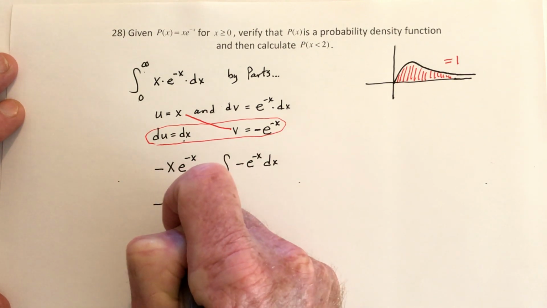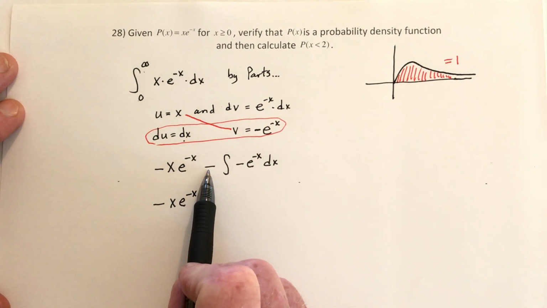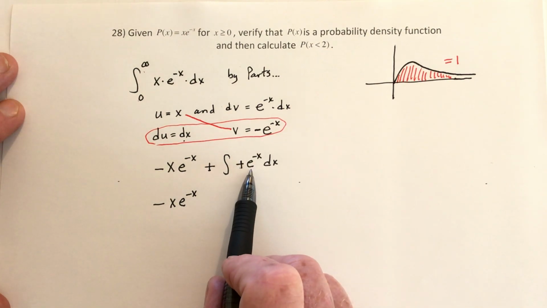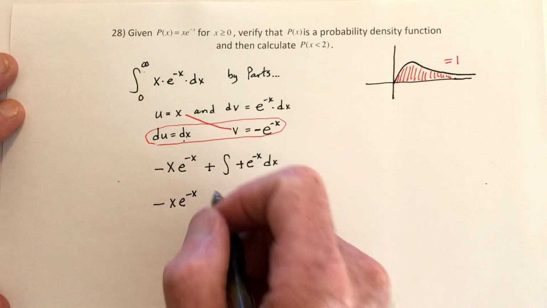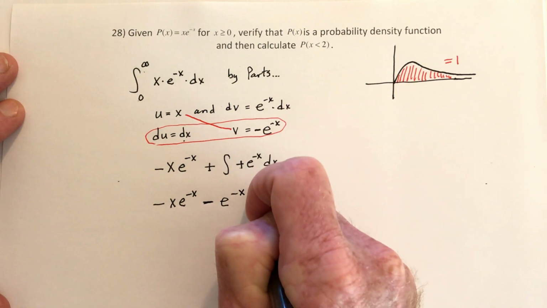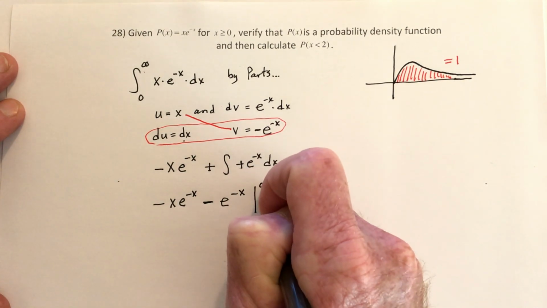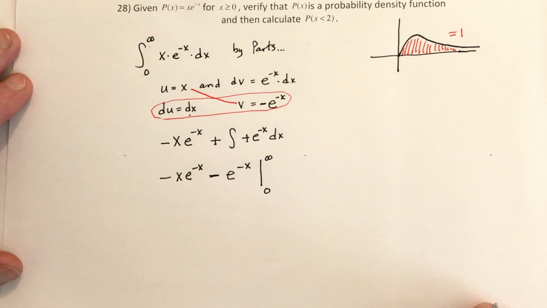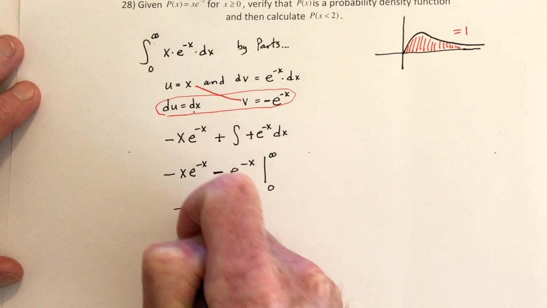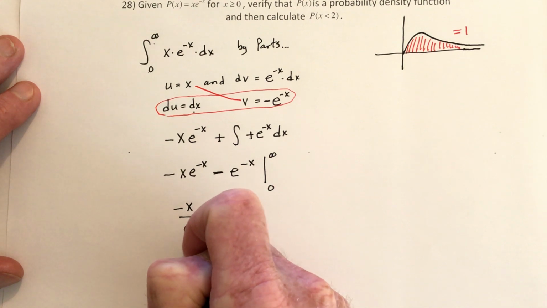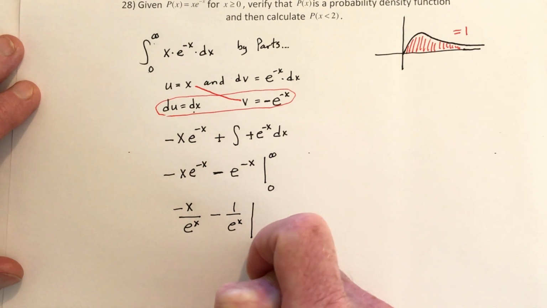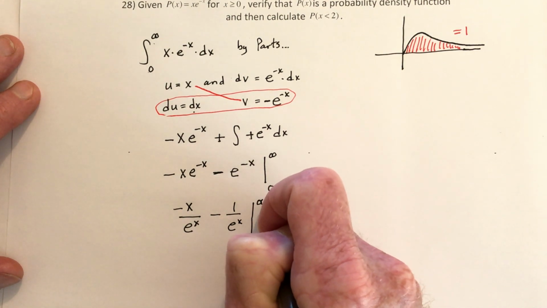So negative x e to the negative x, and then these two negatives are going to cancel. And then the antiderivative of the e to the negative x is still going to be that negative e to the negative x. Okay, then we evaluate from 0 to infinity. And working with negative exponents, well, it's easier if you don't, at least for me. So I'm going to rewrite this as e to the x in the denominator, and this one e to the x in the denominator, and then evaluate from 0 to infinity.